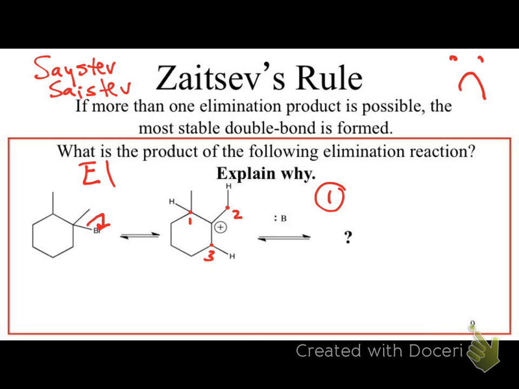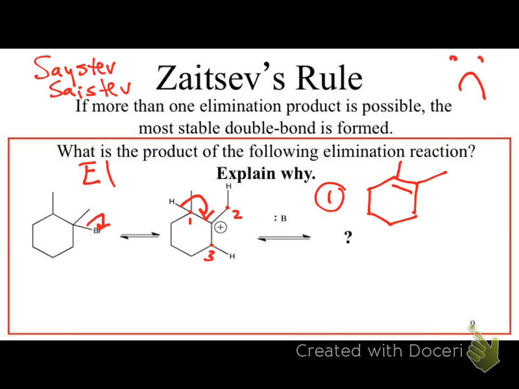We take the electrons away from that hydrogen to form our double bond there, and we end up with our ring. We didn't do anything to that carbon. There's our double bond, and there's that methyl. Everybody see that?